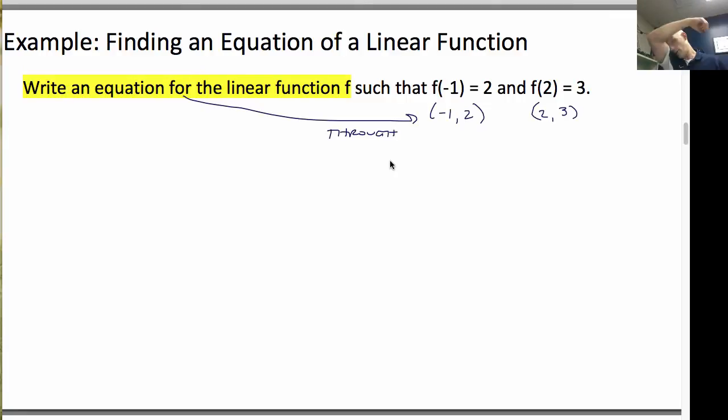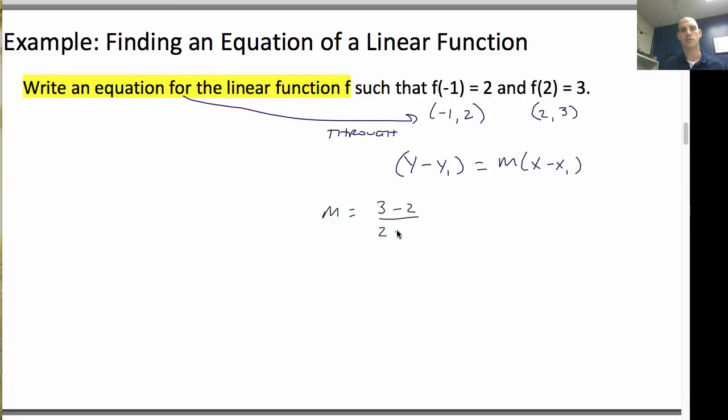Okay, so if I start out with point slope form, well, what do I need? I need a point, x1, y1, which I have 2 of them actually, and I need slope. So I'm going to find slope first. I'm going to do 3 minus 2 over 2 minus a -1, which is going to give me 1 over 3. Okay, so my slope between those 2 points is 1/3. So then I'm just going to plug and chug. So plug in a point. I'll pick this one. y minus 2 equals 1/3 times x plus 1, because it's minus a -1.